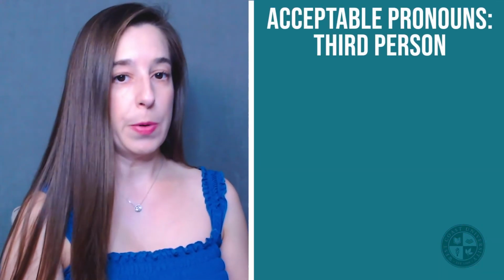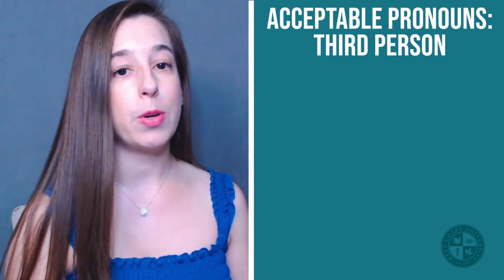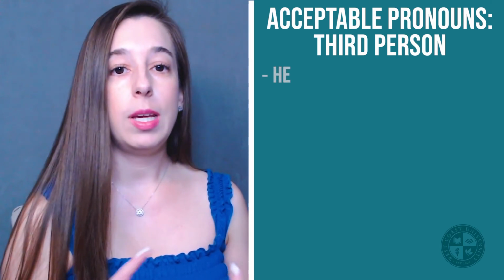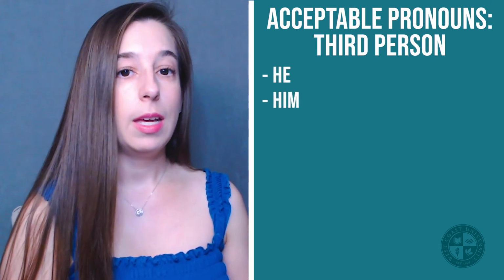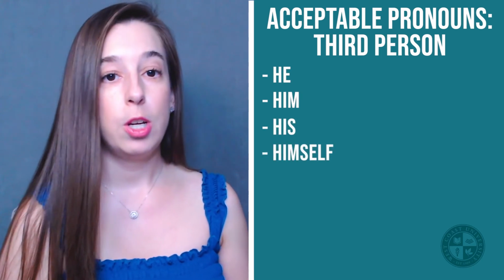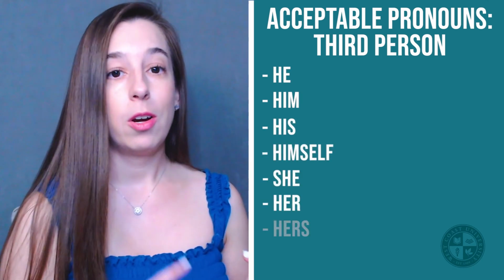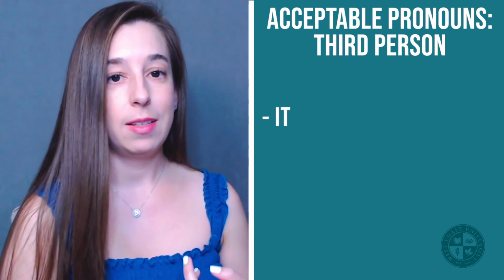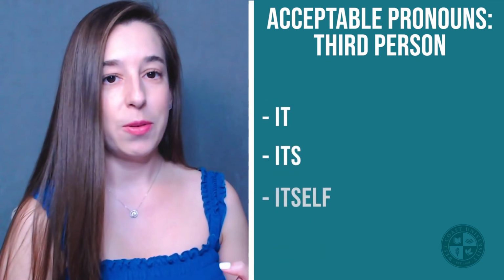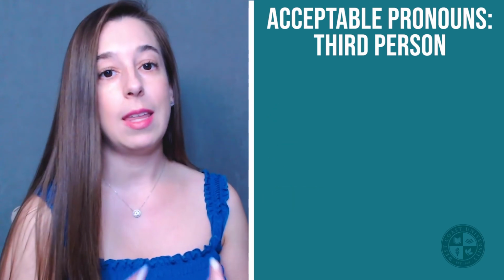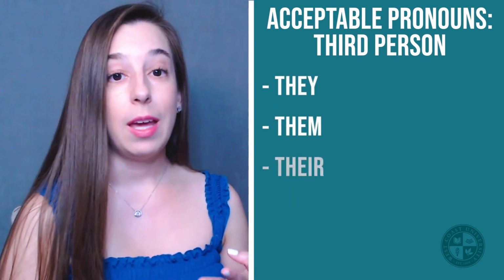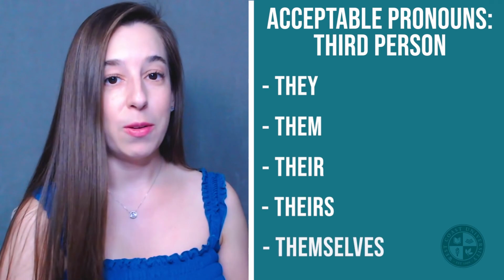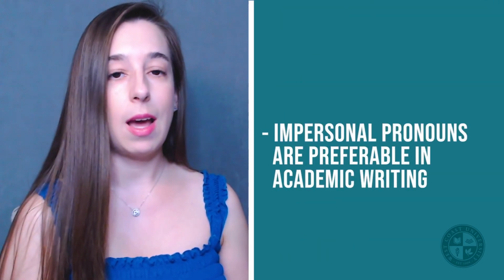So then which pronouns are acceptable? The third person pronouns, because these are impersonal. So these include he, him, his, himself, she, her, hers, herself. Also for things, you can say it, its, itself. And then in the plural, you can say they, them, their, theirs, themselves. These are impersonal pronouns and they are preferable in academic writing.